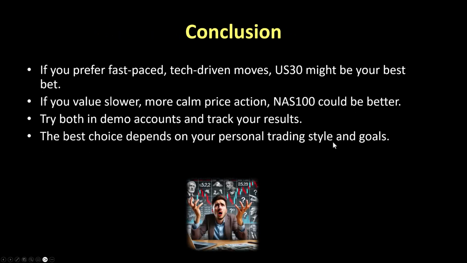Now, conclusion, before we dive into the charts here, right? So if you prefer fast-paced, tech-driven moves, obviously US30 might be your best bet. If you value slower, more calm price action, then NAS100 could be better for you. But ultimately, guys, the best thing to do before you risk real money is try both on demo accounts and track your results, track your trades, and just watch the market when you get in these trades to determine which one you prefer to trade with real money. Now, obviously, the best choice depends on your personal trading style and goals, how fast you're looking to make money, or if you're just looking to basically be a calm, cool, collected trader. That is entirely up to you.